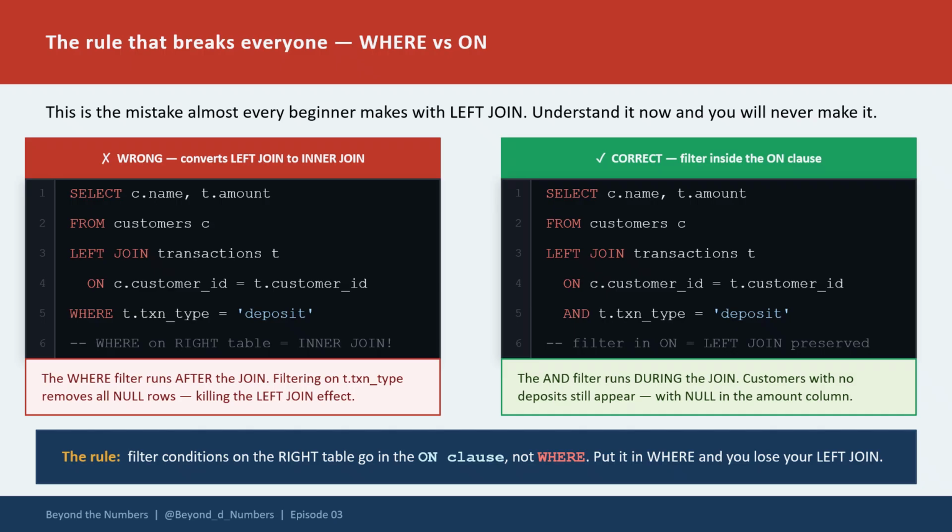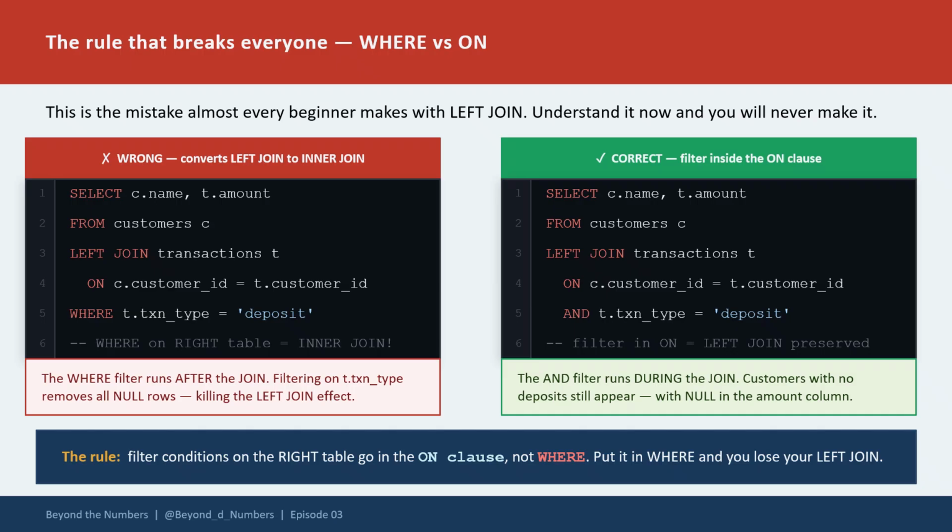So here is the rule, and I want you to write this down. Filter conditions on the right table go in the ON clause, not WHERE. If you put them in WHERE, you lose your left join silently and with no error message. You just realize that your results are wrong.